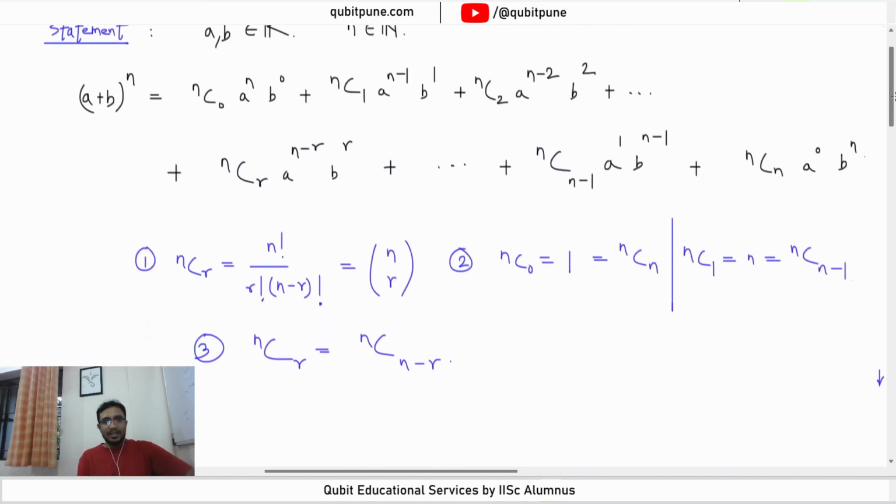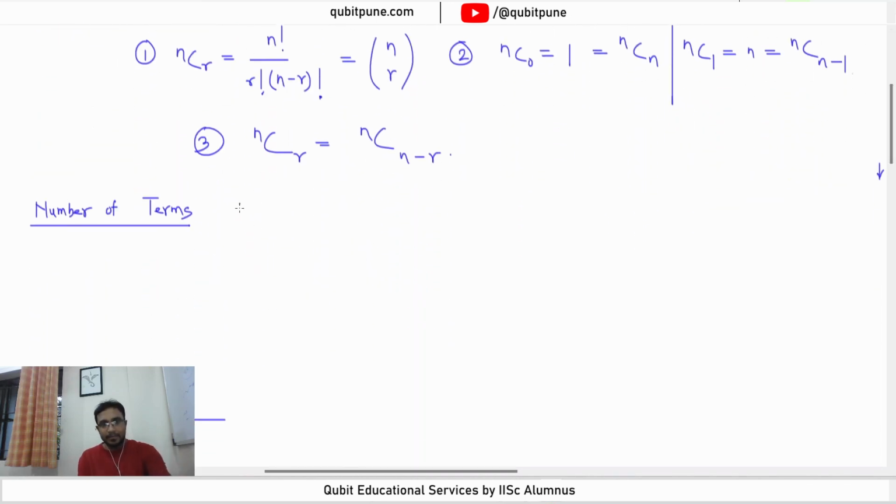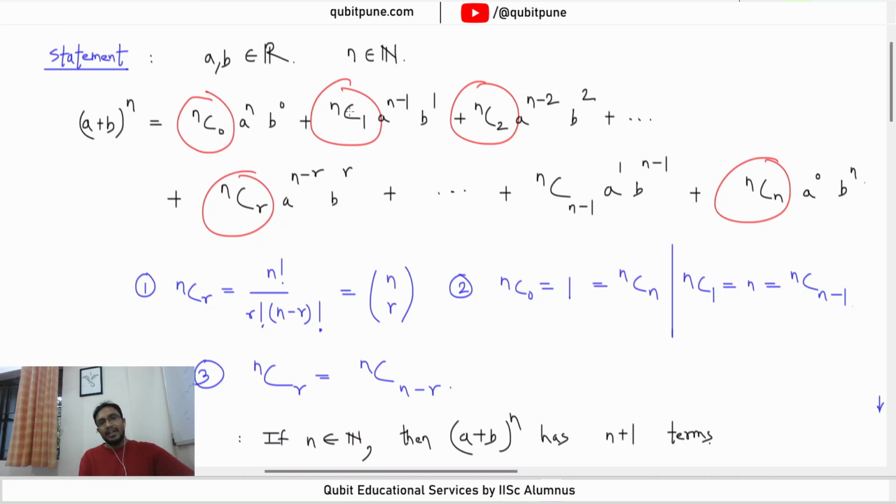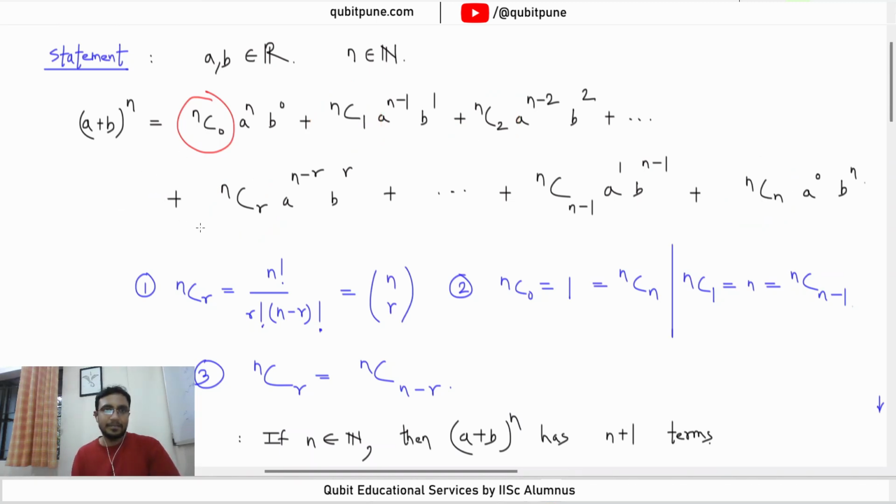How many terms are there in the expansion? If n is a natural number, then (a plus b) raised to n has how many terms? n plus 1 terms. How can it have n plus 1 terms? Because we have NC0, NC1, NC2 up to NCN. If it had been NC1 to NCN, there would have been n terms, but it additionally has this NC0 term. So it has n plus 1 terms.